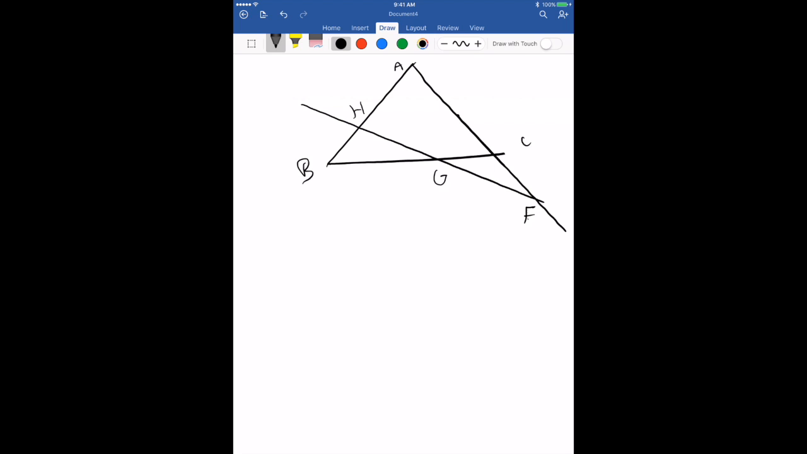So now, the theorem says the segment here, AH divided by HB, that ratio, multiplied by the ratio BG over GC, times the ratio of CF here over FA, which is this longer segment here. If you multiply those ratios together, you get 1.